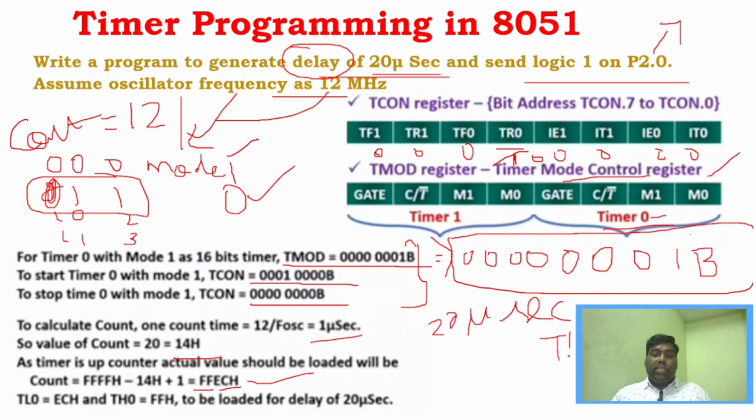Now I am going to use TL0. What is the value? I am going to use ECH, and similarly TH0. What am I going to use? I am going to use FFH, right? That is what is given here, right?